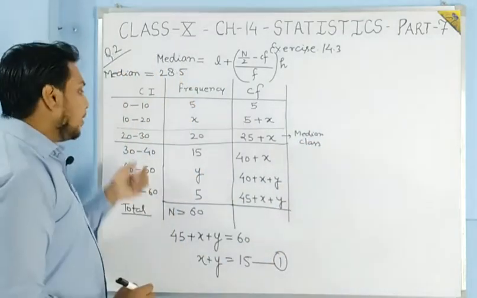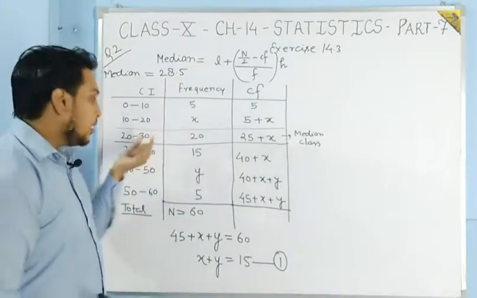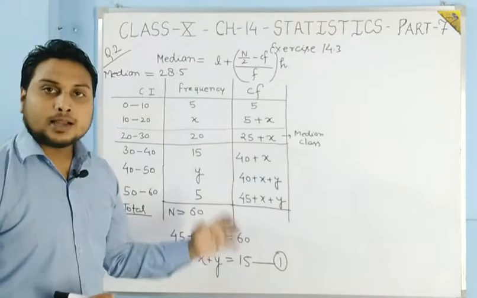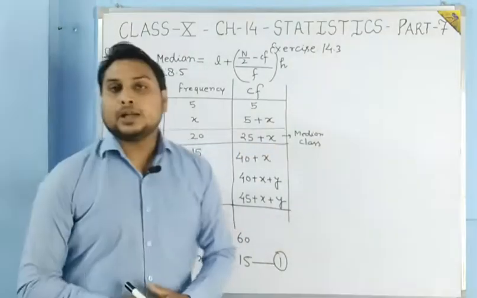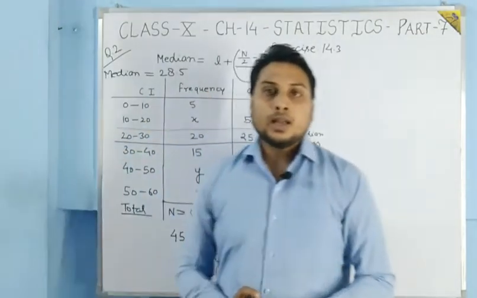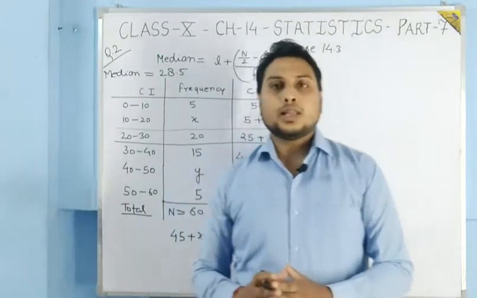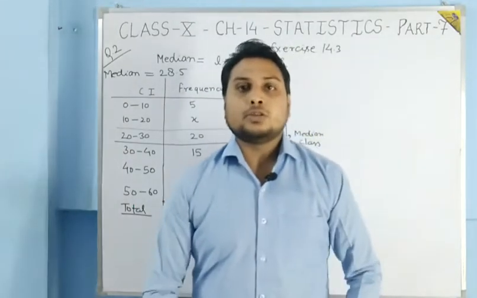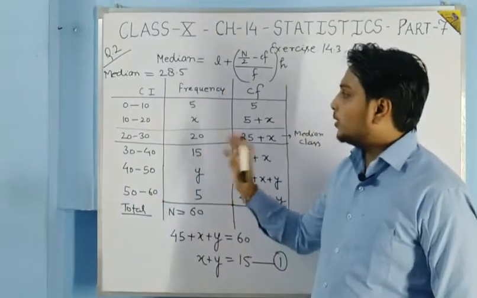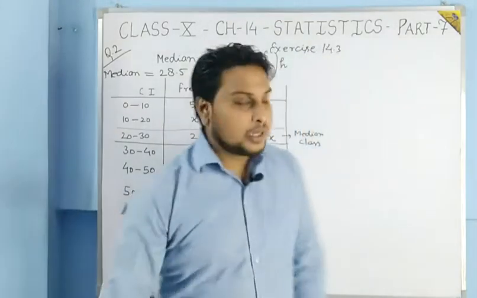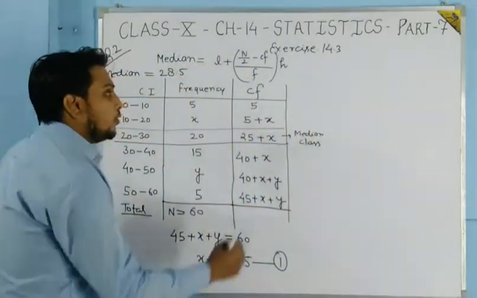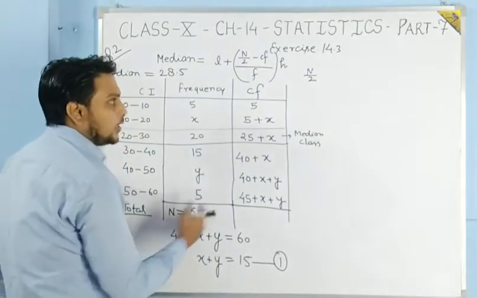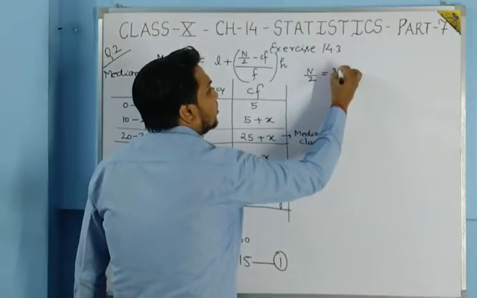Okay, why? Because 28.5 lies between 20 to 30, so it is clear that 20 to 30 will be our median class. Are you getting my point? Okay, the median is directly given, so we can say that 28.5 lies between 20 to 30, so our median class should be 20 to 30. Okay, now students, if we have got our median class, we can find the value of n by 2. Okay, n by 2, see, n is given 60, so n by 2 we can write as 30.